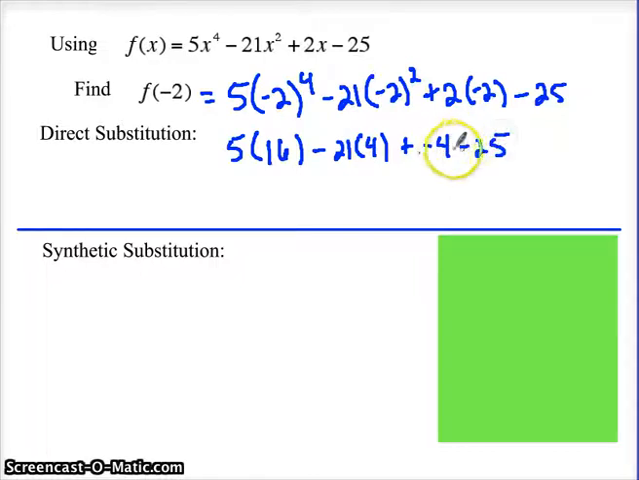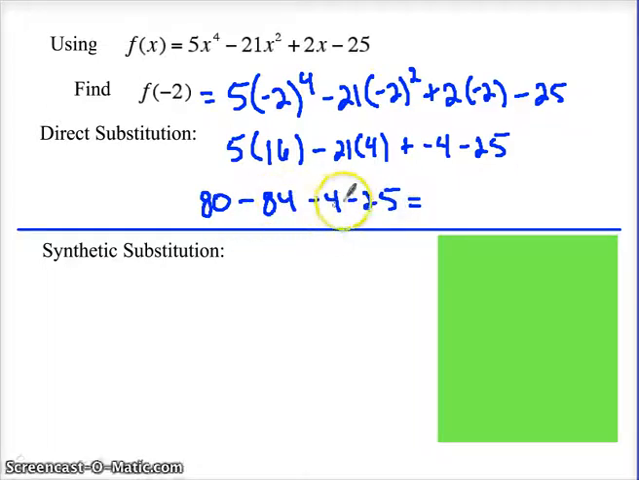But finally, we can put together our last terms. So this essentially becomes 80 minus 84 minus another 4 minus 25, and 80 minus 84 is negative 4, minus another 4 is negative 8, minus 25 would be a negative 33.